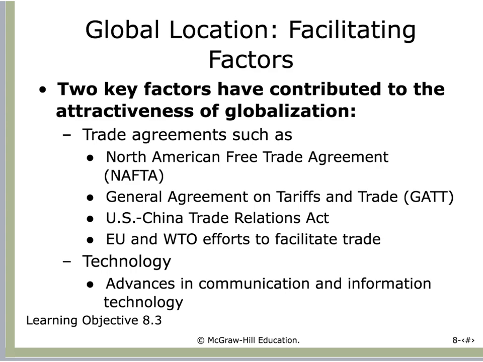When you're thinking about going global, because everybody wants to grow, you want to be able to tap into different customer bases. Two key factors have contributed to the attractiveness of globalization. Trade agreements, such as NAFTA, which is under attack. There are also the General Agreement on Tariffs and Trade and the U.S.-China Trade Relations Act, another thing that's under attack, right?